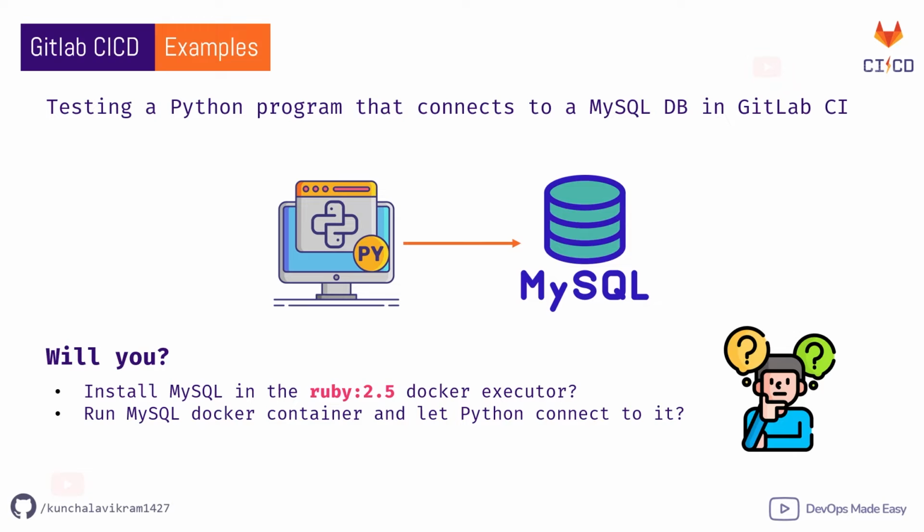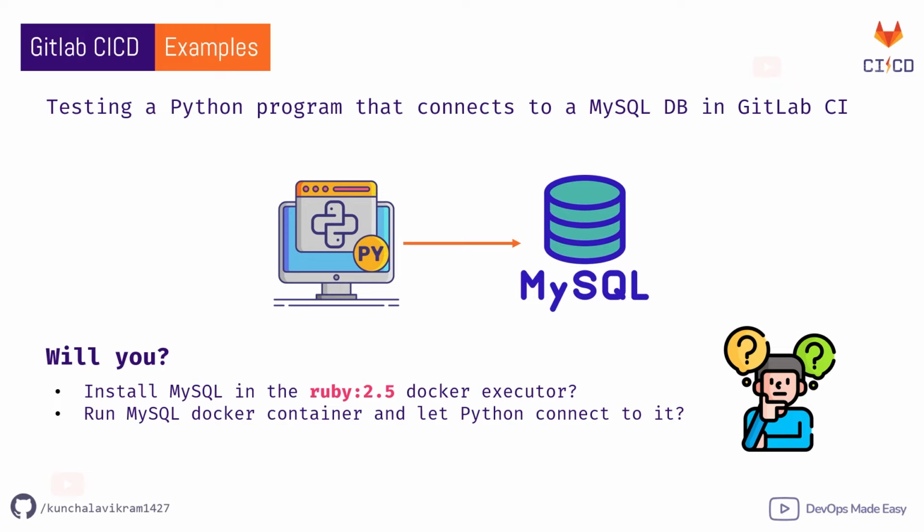Is this database already existing, or do you have to create it just for testing your application? So let's see what we will do. Let's assume we are installing MySQL in one of the Docker executors. So this is an extra process, right? In order to test your application, you are yourself creating one more container, and then you are installing MySQL. Or let's assume you run a MySQL Docker container and let Python connect to it.